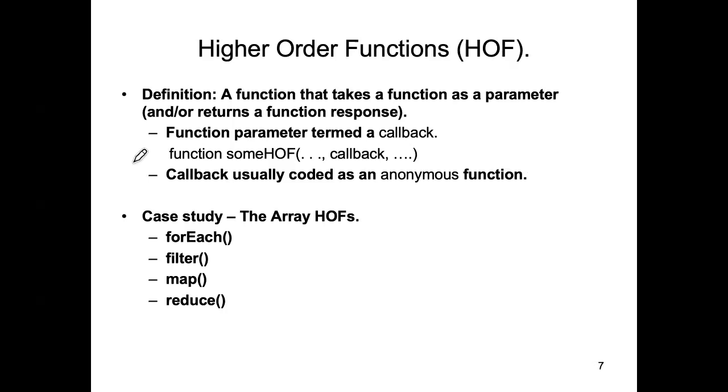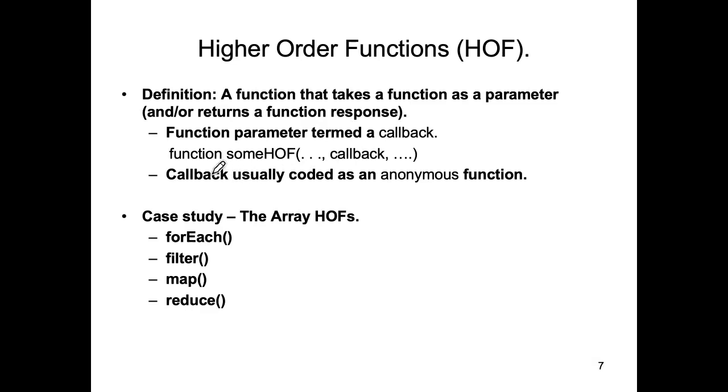Higher order functions are functions that take a function as an argument, and presumably the outer function will invoke that function parameter somewhere within its body. That's the intention or the expectation. But just in terms of what is a higher order function, it's a function where one of its parameters is also a function. The function parameter we refer to as a callback. That's the term that we use.